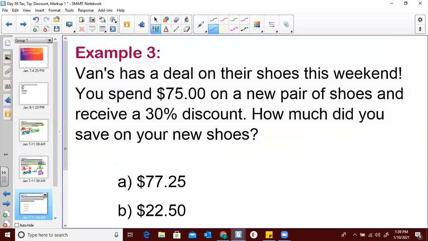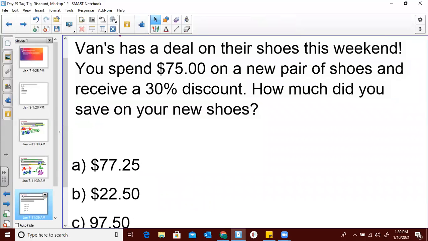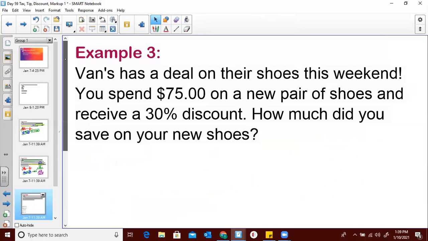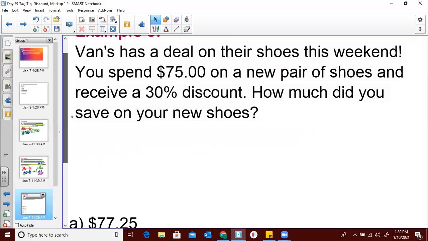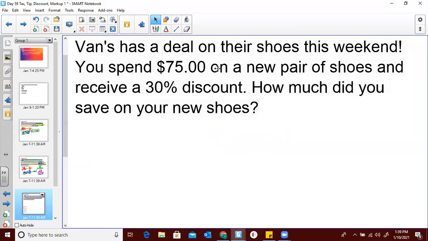Vans has a deal on their shoes this weekend. You spend $75 on a new pair of shoes and receive a 30% discount. How much did you save on your new shoes?